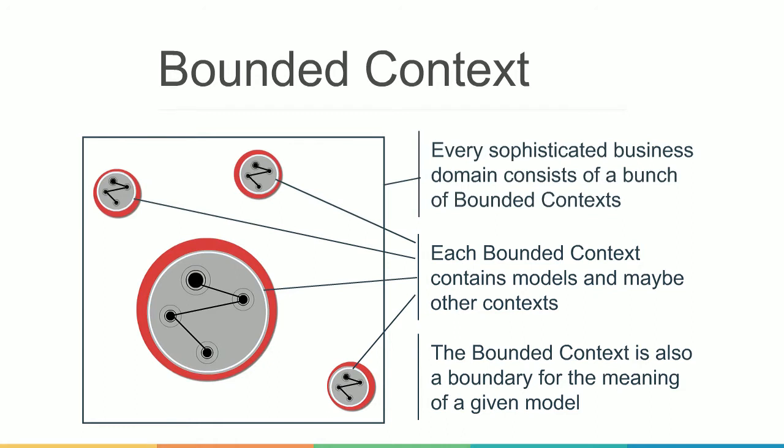The last sentence on that slide is, in my eyes, one of the most important sentences in this presentation. The bounded context is also the boundary for the meaning of a given model. What does that mean? It means that we take a very strict look at the model within the boundary of a bounded context, and that we try to find the perfect representation for a certain business model inside a bounded context.